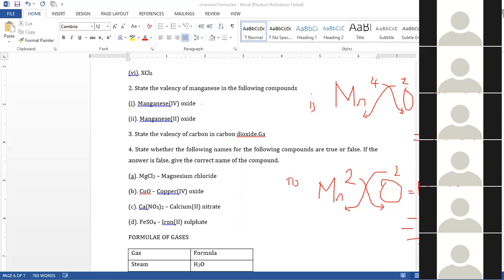Any question or questions on number 2? Teacher, I have a question. Go ahead. On the first one, manganese oxide. Since manganese has variable valencies, whenever they say manganese 4 oxide, don't you know that the valency of manganese is 4?